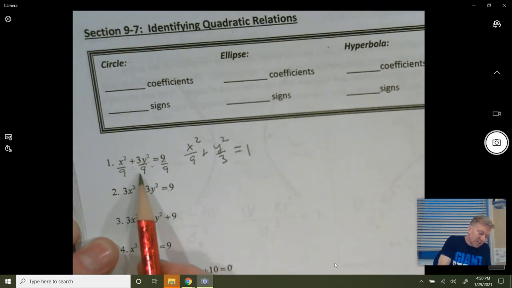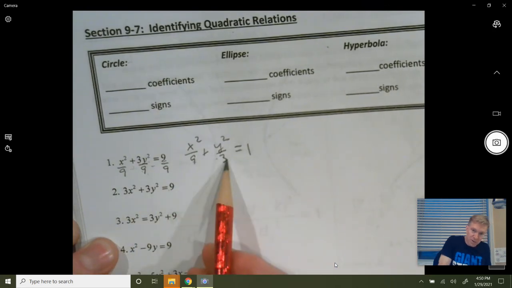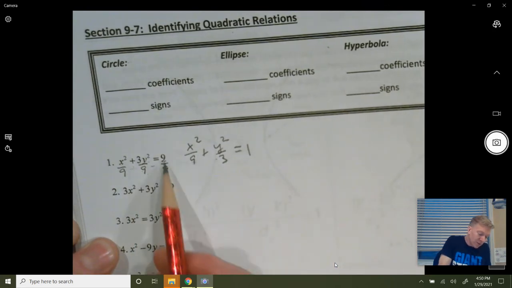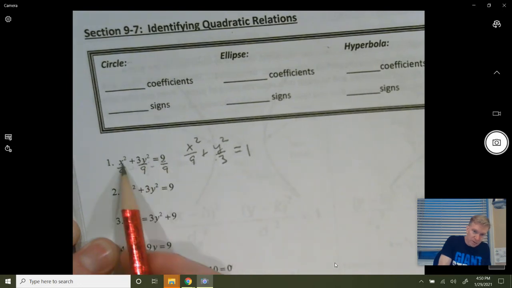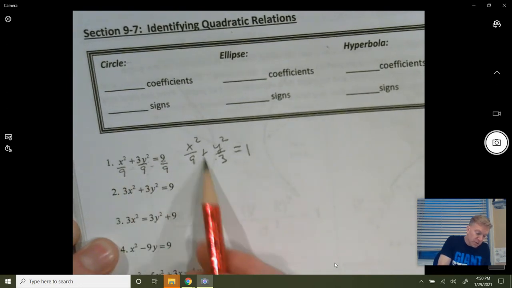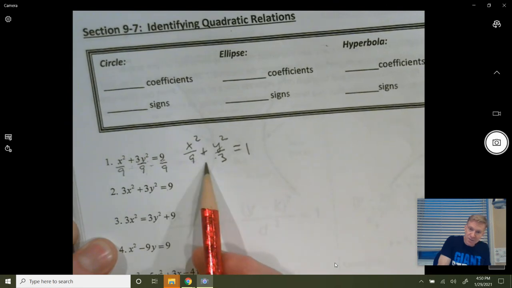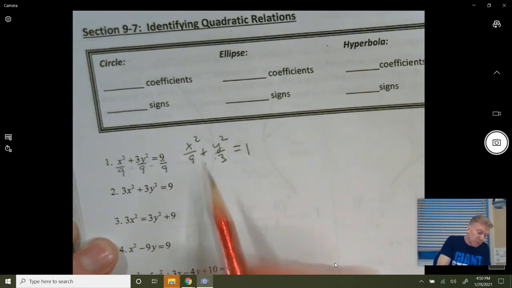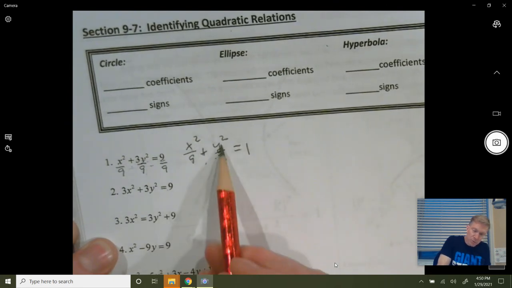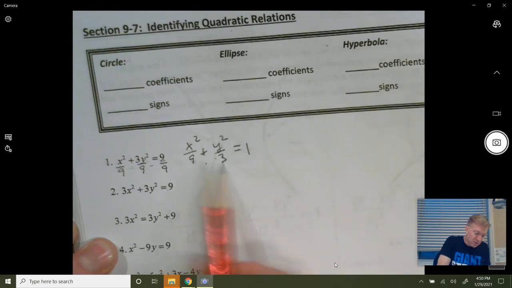Notice these numbers at the bottoms are different because I divided everything by 9 and the numbers on the top were different. So hopefully here you can recognize this is an ellipse. Your x radius is 3, your y radius would be rad 3. So your x radius and y radius are different, which makes it an ellipse.